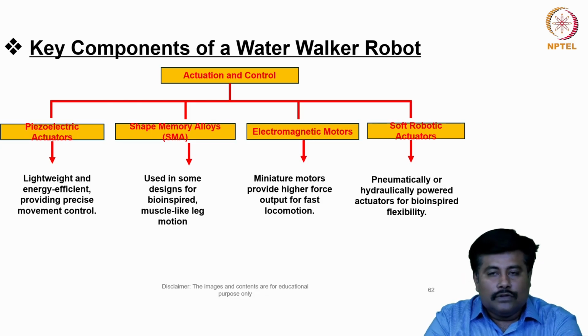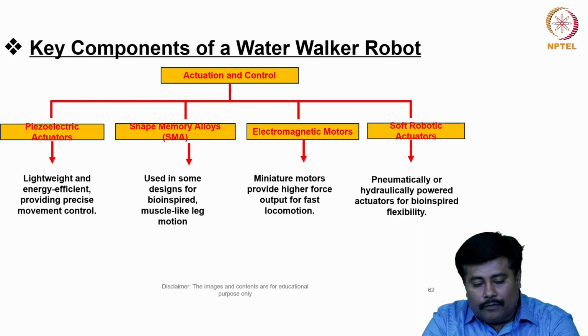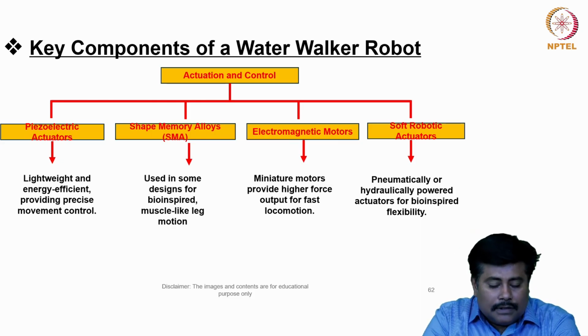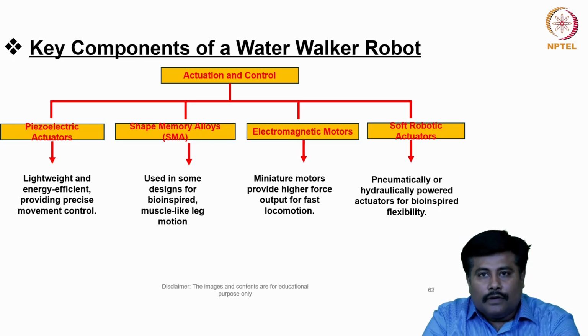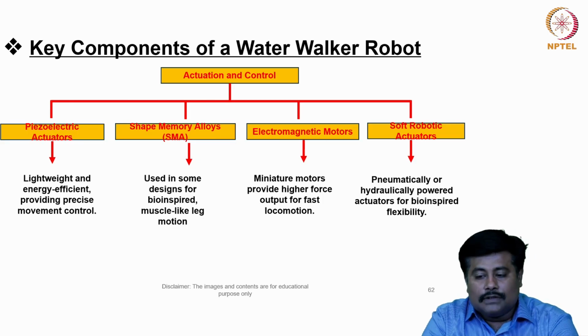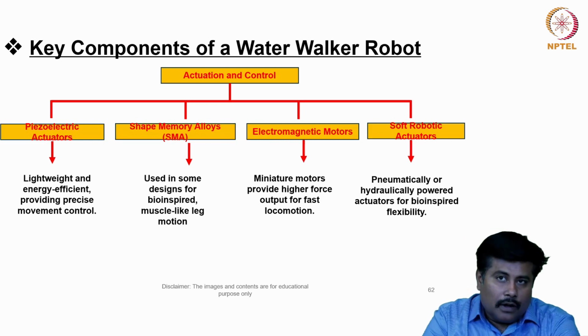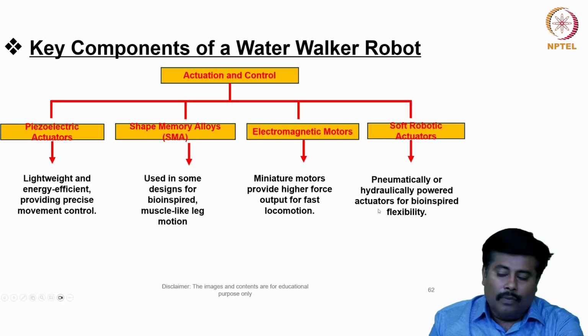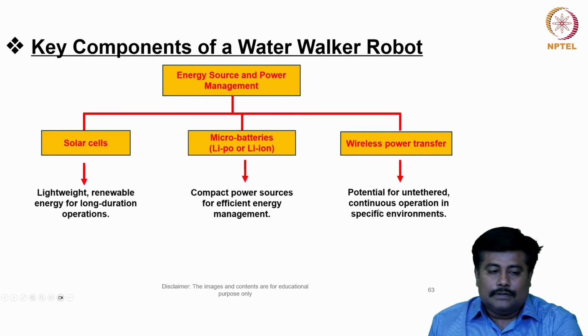Shape memory alloy is used in some designs for bio-inspired, muscle-like leg motions. Electromagnetic motors are miniaturized motors which provide a high force output for fast locomotion. And soft robotic actuators are pneumatically or hydraulically powered actuators for bio-inspired, flexibility-based systems.